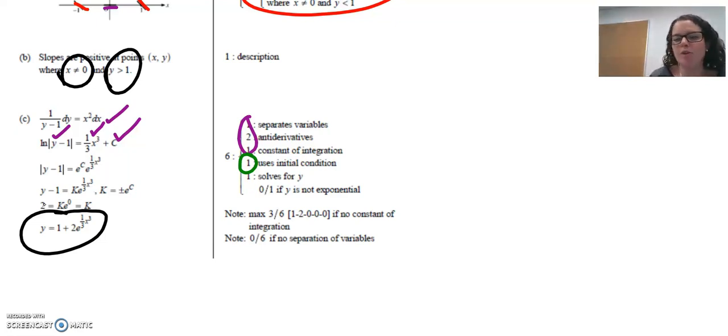So sometimes AP scoring rubrics look a little weird because they find a different, in this case, k value than we would have found for c. But as long as your final answer solved for y, because it says to find the particular solution, y equals f of x, so you've got to have y isolated. As long as that comes out looking the same, then you are good.